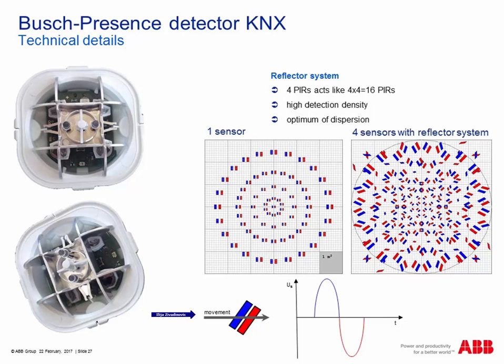This is also very important. To detect movement, you need to cross one complete sector of blue and red to have a positive and a negative wave. And our recommendation is always, if you want to install presence detectors, please make sure the optimum is if you are crossing tangentially. This gives you the optimum detection range.